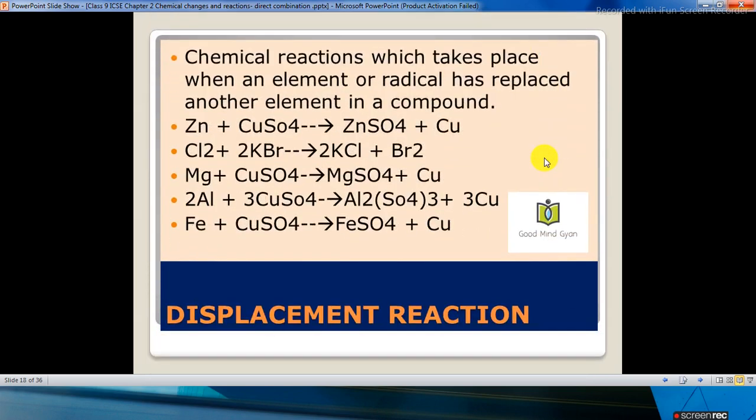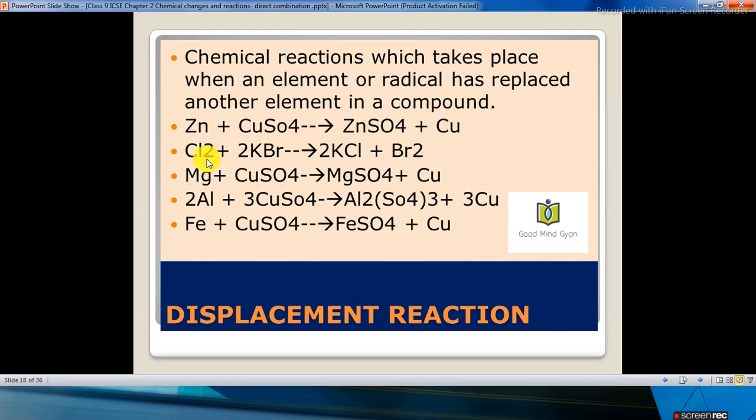Next is the displacement reaction. What is a displacement reaction? It is a chemical reaction which takes place when an element or radical replaces another element in a compound. For example, zinc plus copper sulfate will give zinc sulfate plus copper. Here zinc has combined with sulfate and copper is displaced. So you got copper which is displaced here.